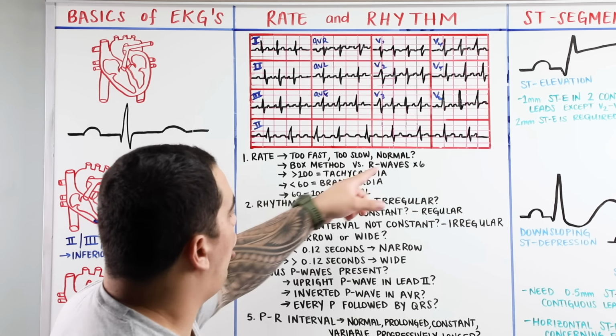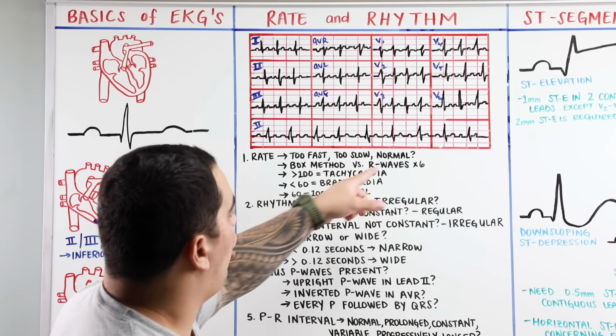So in these, we're gonna say that that is narrow, okay? We're gonna say that they are less than 0.12 seconds or 3 little boxes. So far we're bradycardic. We have a normal R to R interval, so it's regular. We have a narrow QRS complex. Next thing, is there sinus P waves? What the heck does that mean?